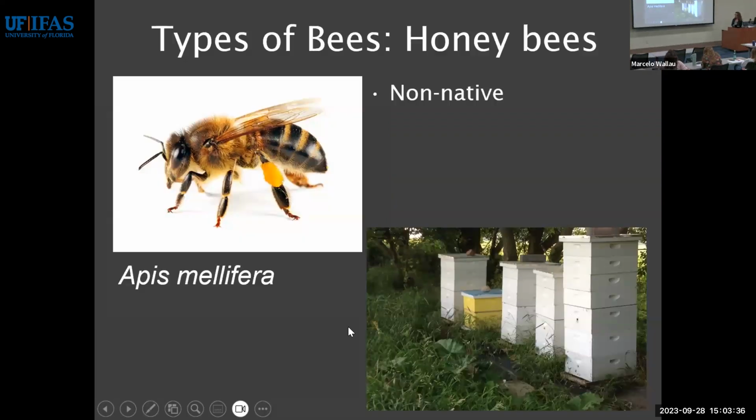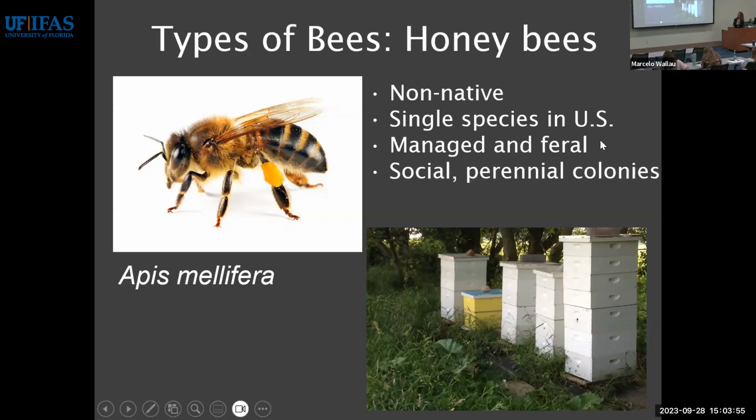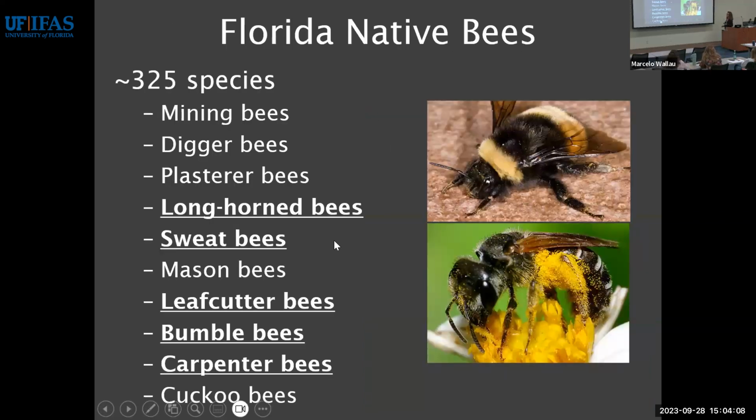So the honeybee is probably the bee that comes to mind most readily, but it's not native. It's not native to the US, it's native to parts of Europe and Asia. In the US, we have a single species of honeybee, Apis mellifera. There are other species of Apis worldwide, but this is the only one we have here in the US. And it exists in Florida in both managed and feral colonies. It is social, and it has perennial colonies, so they're big colonies that live for many years. And they're generalists. But many of the bees that we have here in Florida exhibit different characteristics or traits.